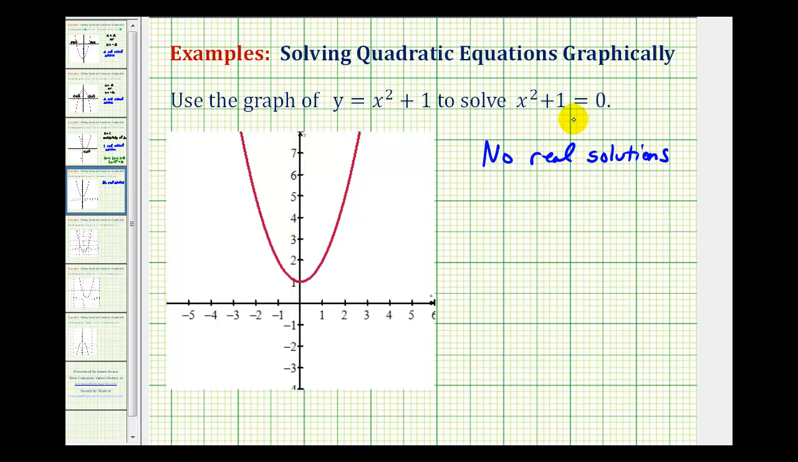But if we tried to solve this algebraically, we could isolate the x squared by subtracting 1 on both sides. This would give us x squared equals -1. If we take the square root of both sides of the equation, remember we need a plus or minus sign here, we would have x equals plus or minus the square root of -1, which is equal to i. So now to be more specific about the types of solutions we have here, we could say that this equation has two imaginary solutions.